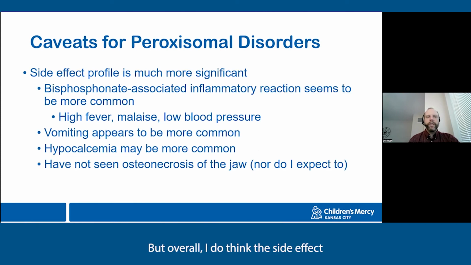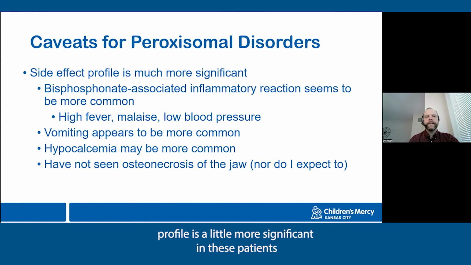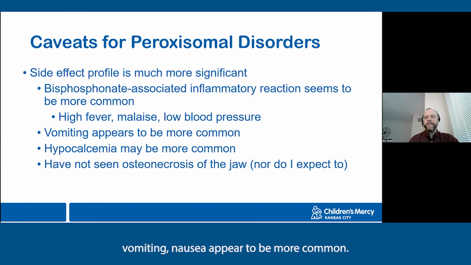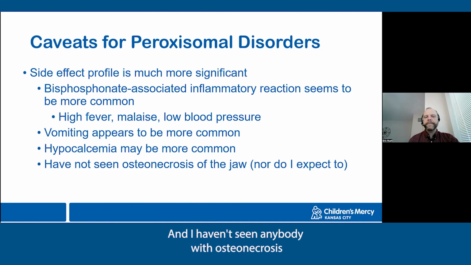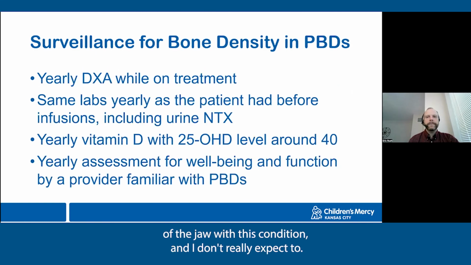But overall, I do think the side effect profile is a little more significant in these patients. That inflammatory reaction is probably more common than in kids with OI. Some of them will have high fever, malaise. Some of them will be found to have low blood pressure. Vomiting and nausea appear to be more common. I tell people to really watch for this. Hypocalcemia may be more common. It's not really clear at this point, but it might be. And I haven't seen anybody with osteonecrosis of the jaw with this condition, and I don't really expect to.